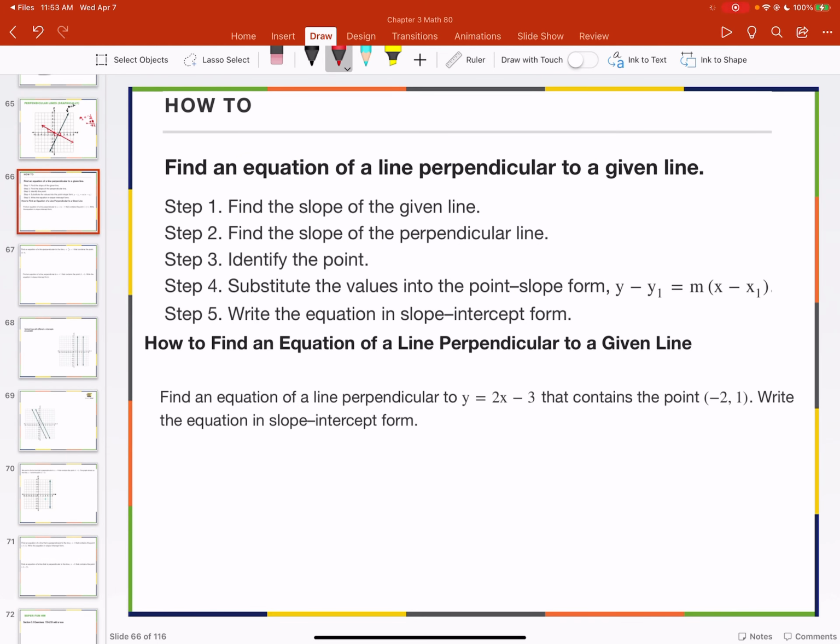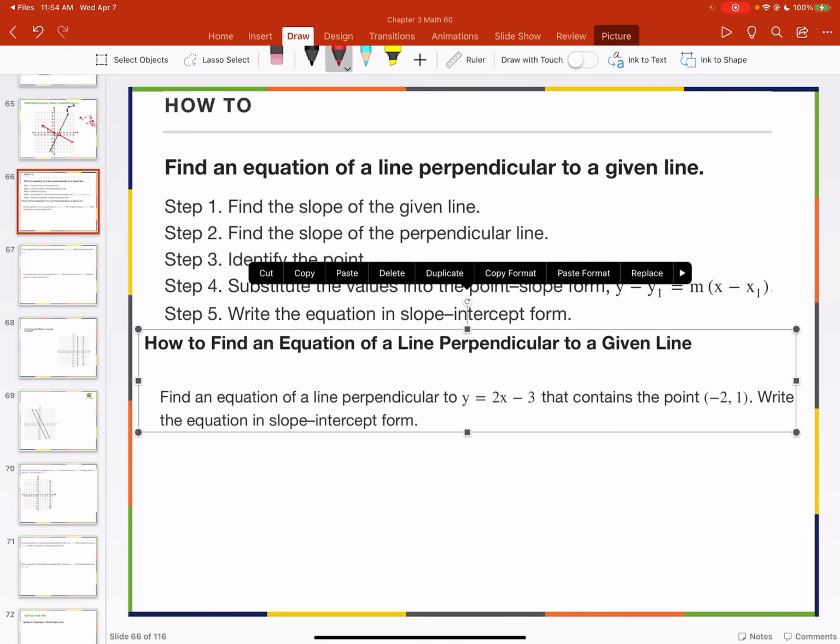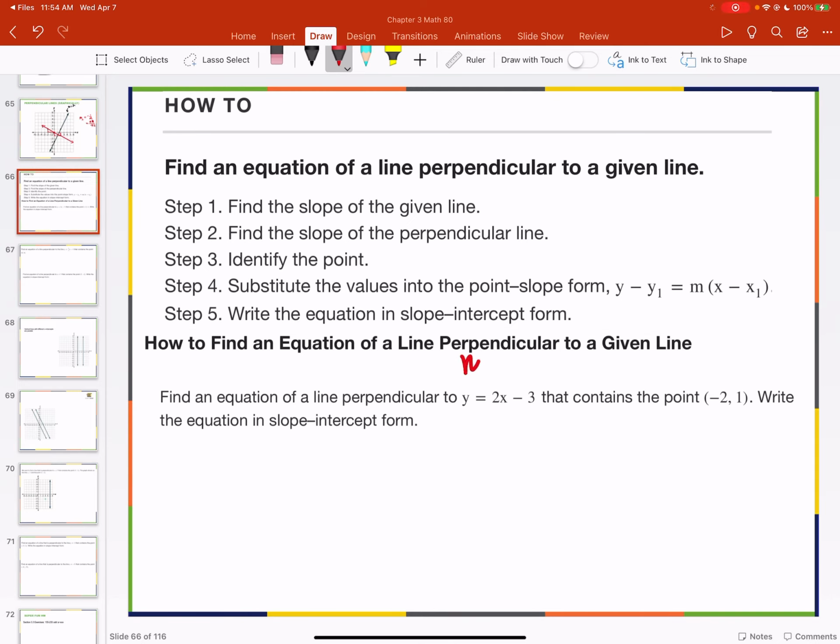So what if I want to find the equation of a line perpendicular to another one? We first find the original slope, then find the negative reciprocal. That's going to be the slope of your new line, and then use whatever point you have. So here, our original slope is 2, so the slope of the perpendicular line is going to be -1/2, and it's going to contain this point (-2, 1).